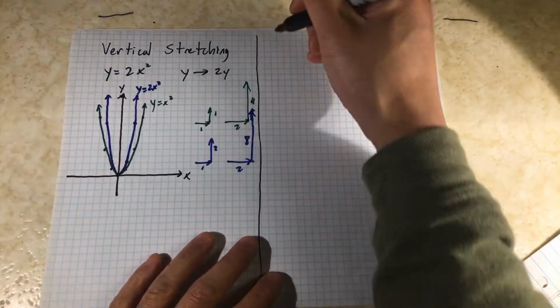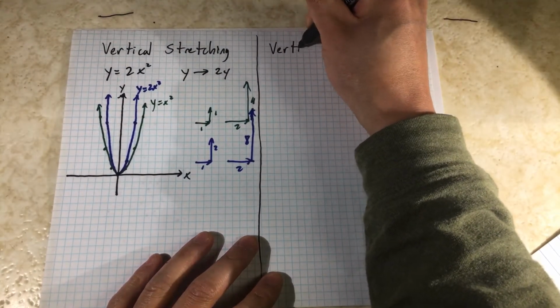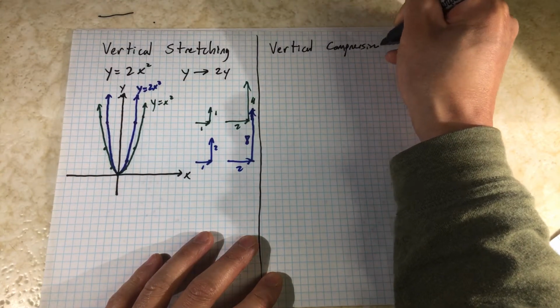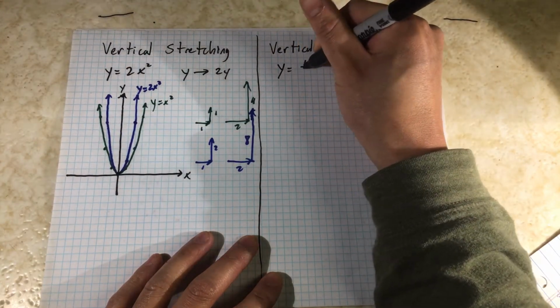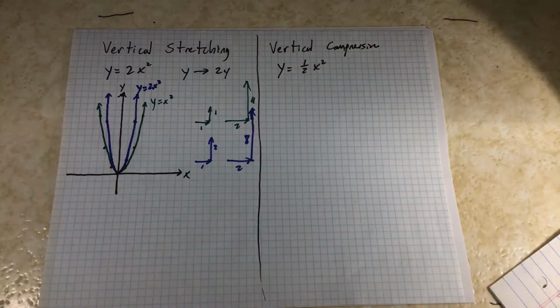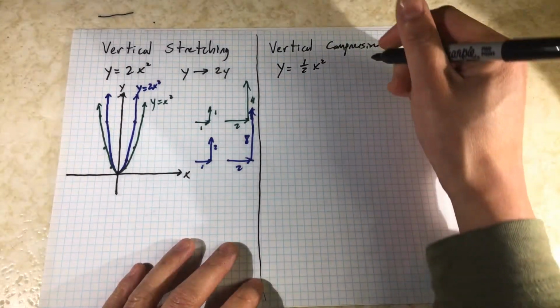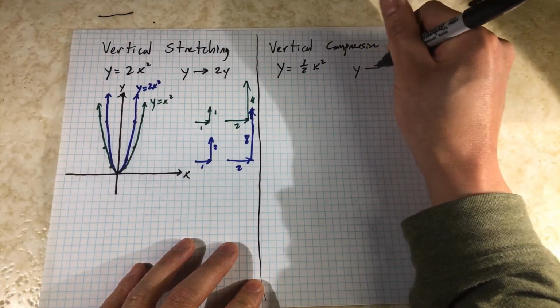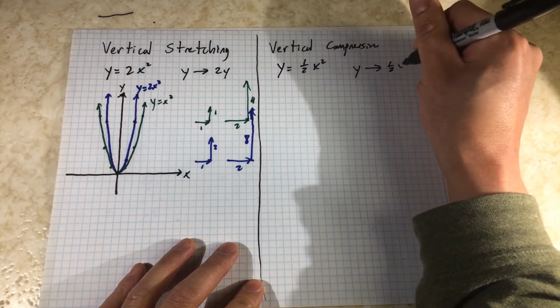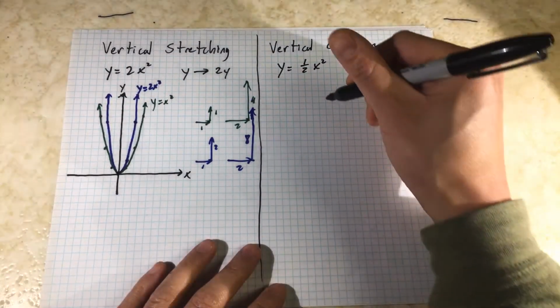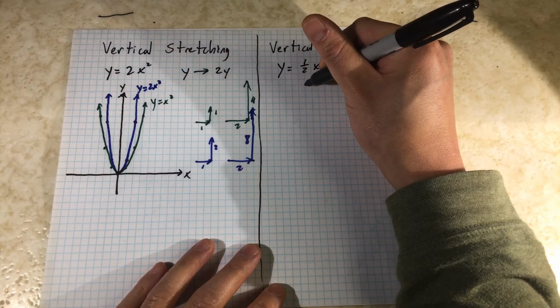Okay. Now there can also be vertical compression, which is y equals, let's say, 1/2 x squared, but it can be any number between 0 and 1. Half is between 0 and 1. The idea behind this is that y gets turned to half y. So all the y values get cut in half in this particular case. So let's do that.